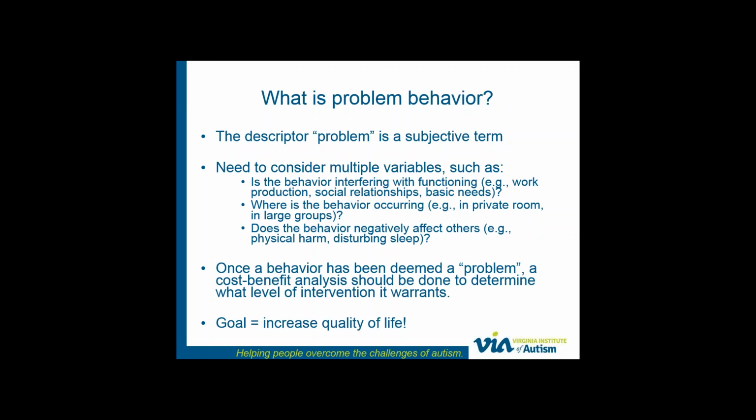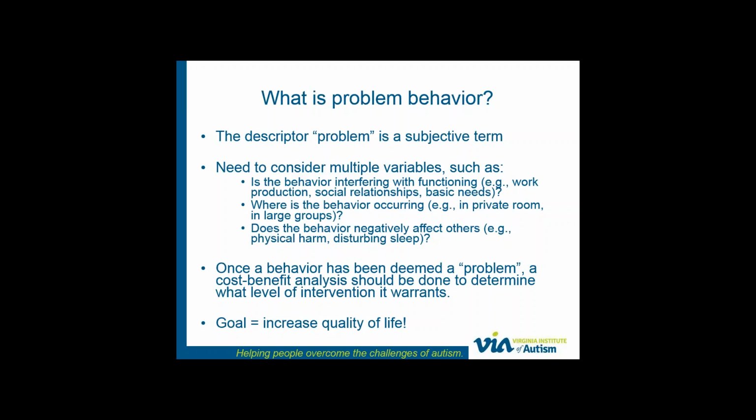Once we identify that it's a problem, now we have to determine to what level we need to intervene. So you have siblings, right? Or you have various kids. You know that there's sibling rivalry and kids sometimes hit each other. So all kids at some point have something that may be called problem behavior, right? And adults too.